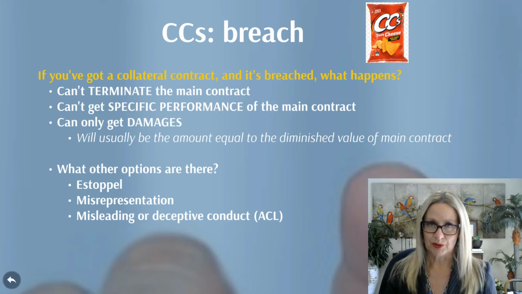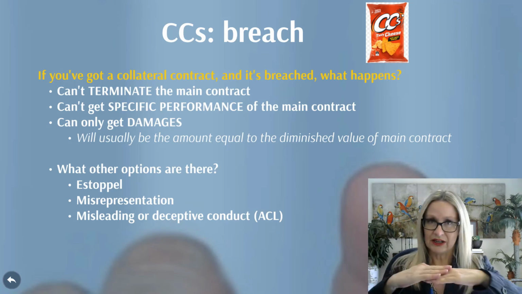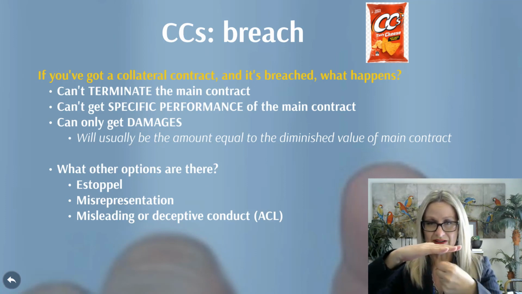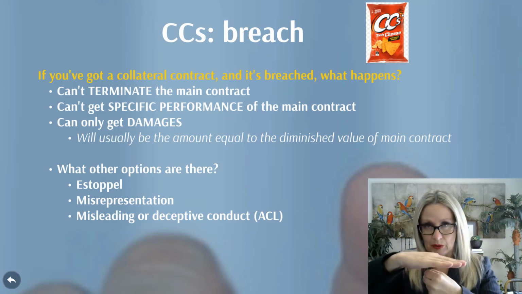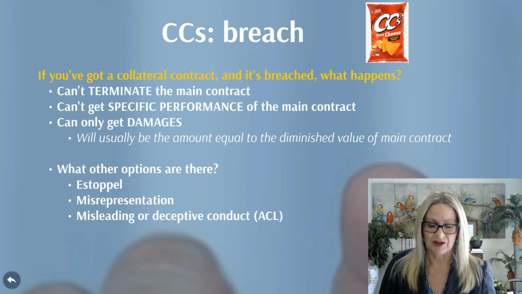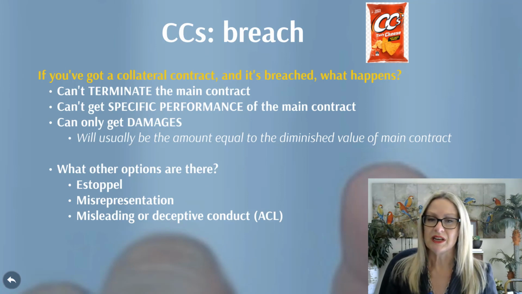You can only get damages for breach of your collateral contract. You can't get specific performance of the main contract either. Remembering, and this again all only makes sense because the collateral contract is a separate contract in and of itself. So just because there's a breach down here doesn't mean that you can dictate what's going to happen up here. So you can't get termination, you can't get specific performance of the main contract there. Normally damages will be the amount equal to the diminished value of the main contract.